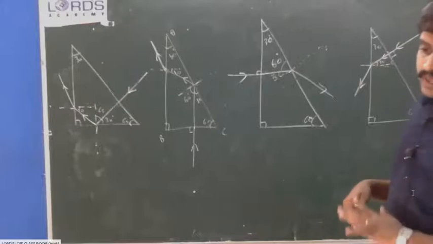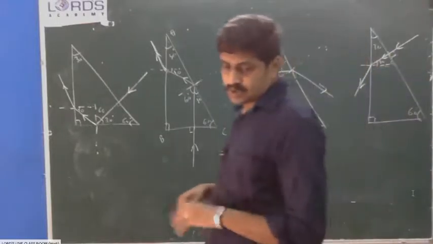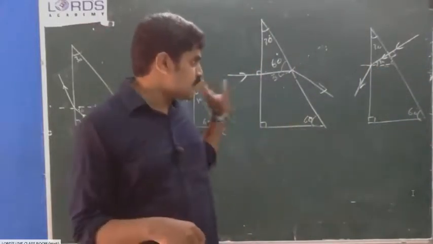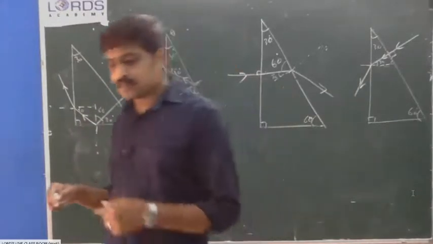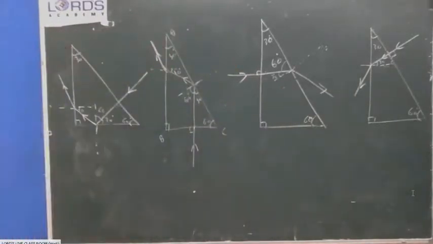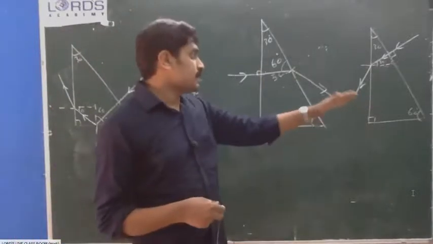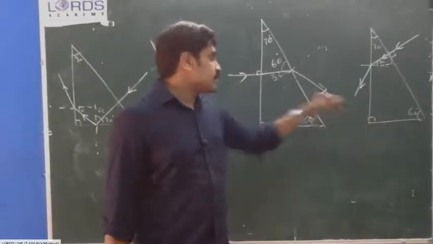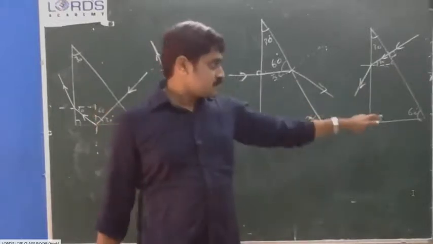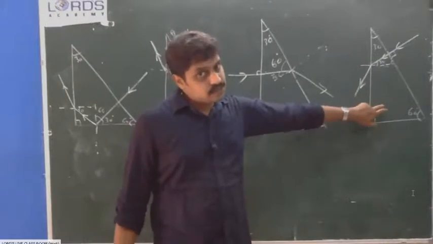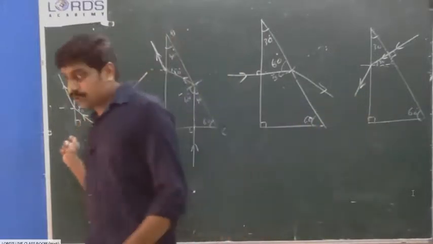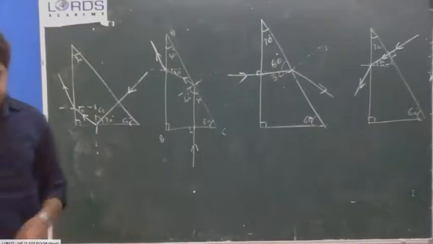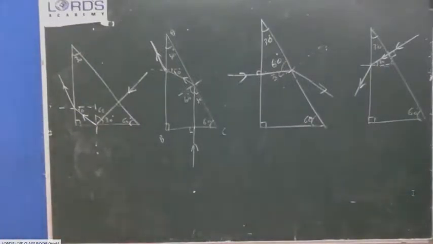So there are 4 diagrams in this section. All 4 diagrams use the same prism only: 60 degree, 30 degree, 90 degree. The same prism is used, but in these 3 diagrams the side is different. The light enters through a different side. Here the light doesn't touch the base inside the prism. Here the light touches the base inside the prism. So any doubt you can clarify.